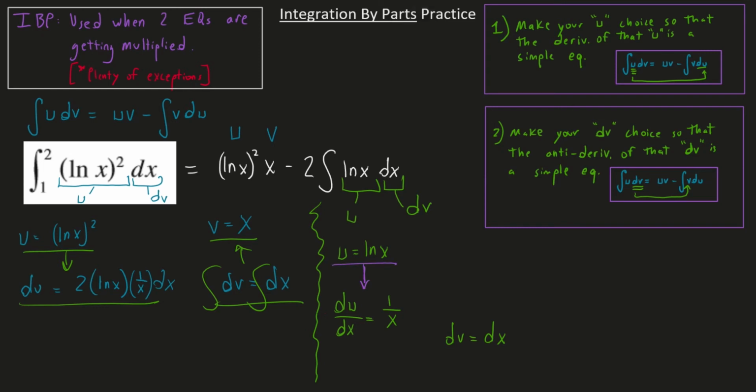So here's my u. I take the derivative of it. I want to multiply both sides of this equation by dx to get du by itself. Of course, I'm going to anti-derive both sides of this equation to get up to my v. That's as simple as v is equal to x. Alright, so let's chug our second integration by parts here and see what we get.